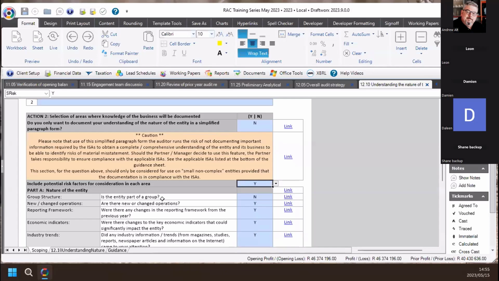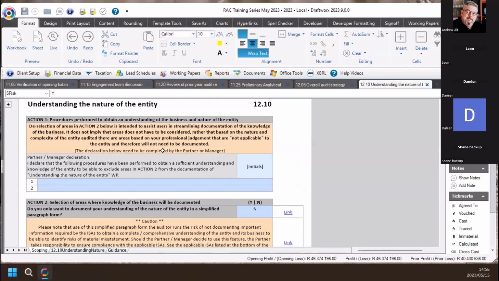Don't just go and say no to everything, because then you might not be gathering sufficient audit documentation in your file to basically prove that you've done enough to say that you've identified the risks that are applicable and enable you to actually continue with this engagement appropriately in compliance with the standards.